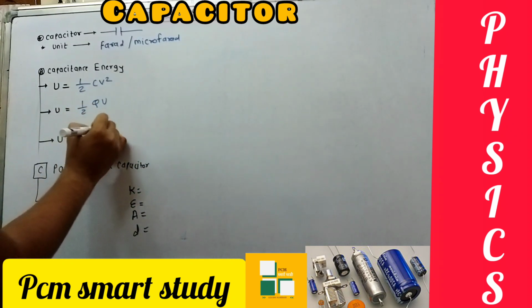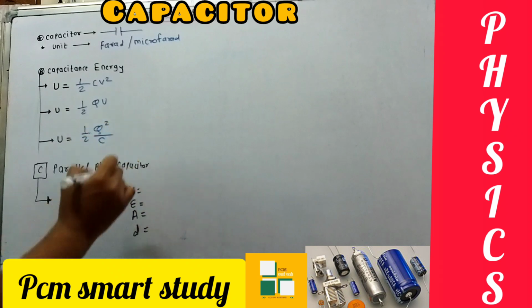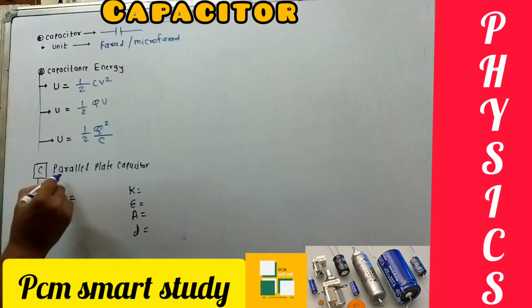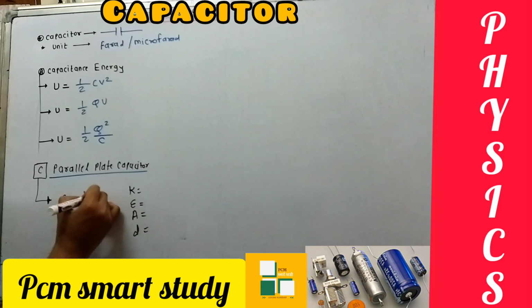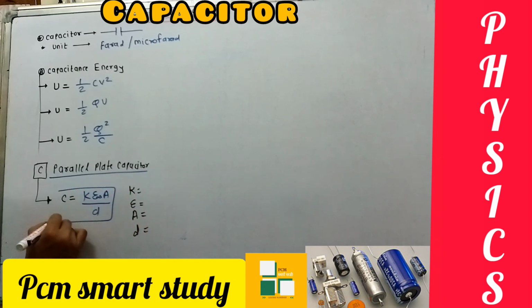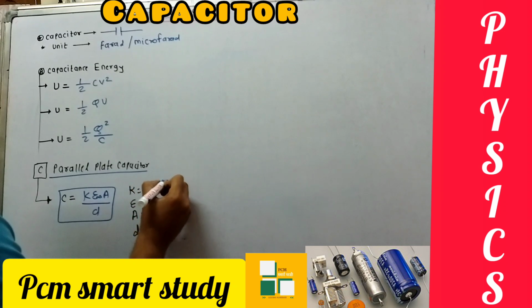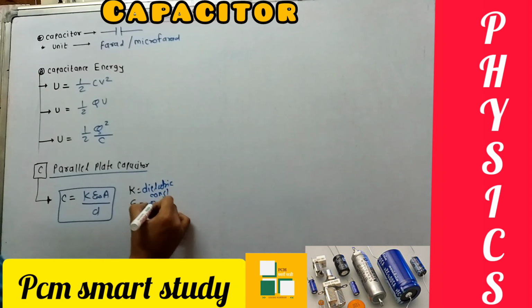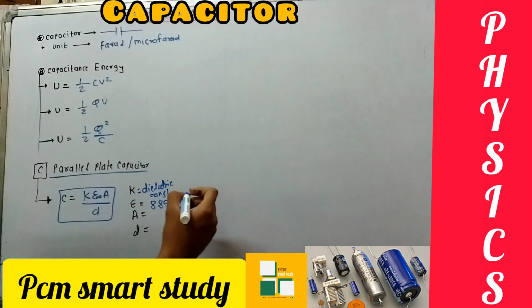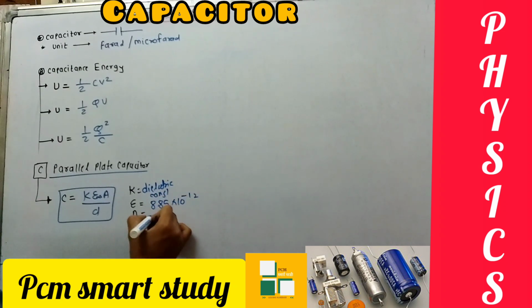And next is the parallel plate capacitor. C is equal to K epsilon naught A by D. K is the dielectric constant, and epsilon naught is permittivity, a constant value 8.85 into 10 raised to minus 12. Next is A, the area, and D is the separation between plates.